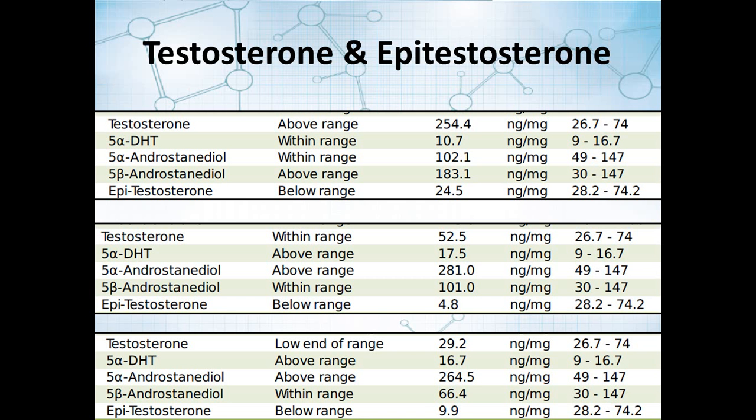The other reason that we use it is because, again, with supplementation, here's a man with his testosterone. See how high his testosterone is? 254. And his testosterone-to-epitestosterone ratio is not way below range, but it's below range. If you look at this gentleman, testosterone 53, epitestosterone 5. In these cases, these men are all supplementing.